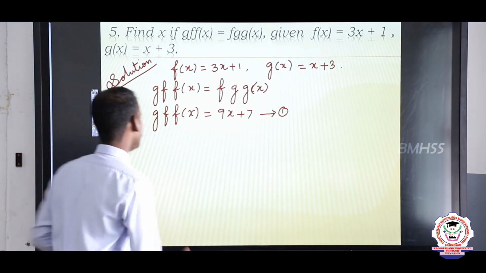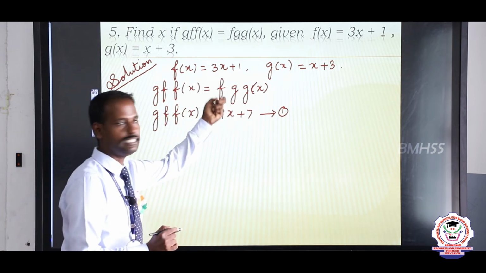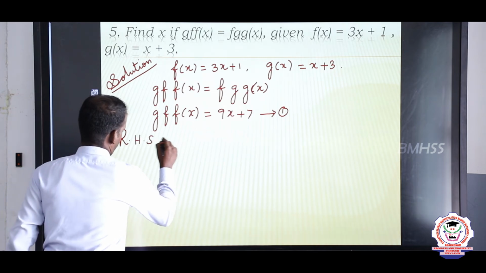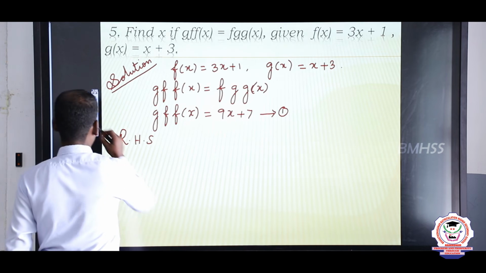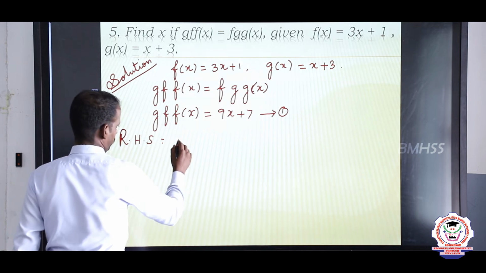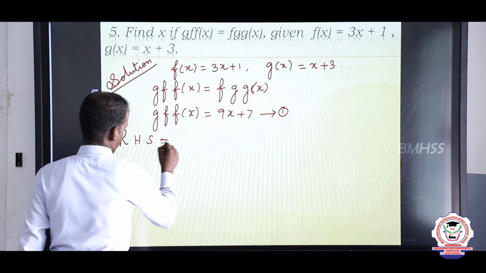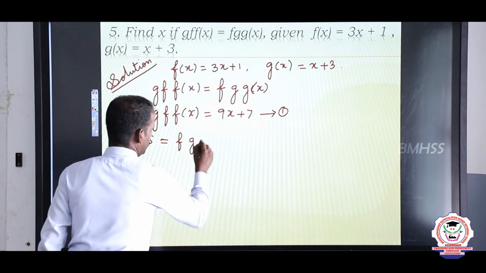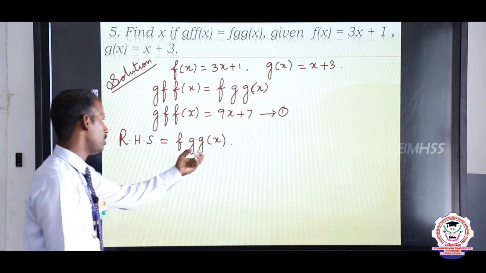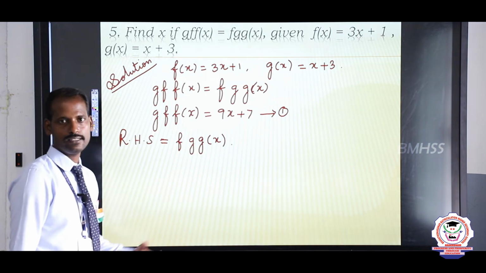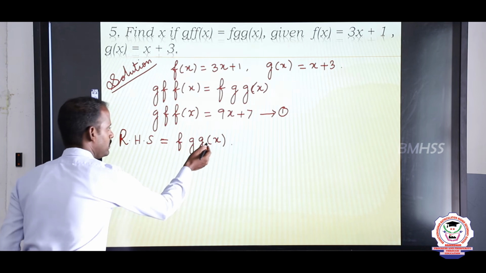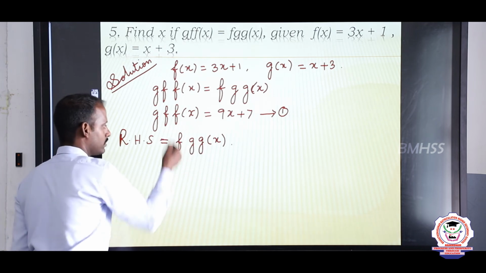Now the RHS part. So what is RHS? f of g of x. That is the RHS part. So first you have to simplify g of x, substitute in the g function. Then after these two parts, substitute in the f of x. That is the operations. So first g of x, you substitute in the same functions.